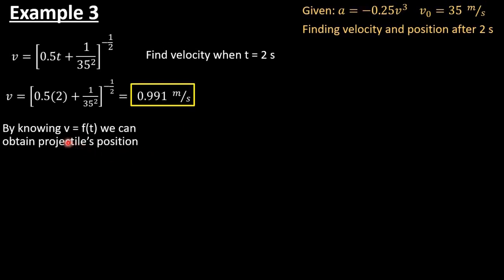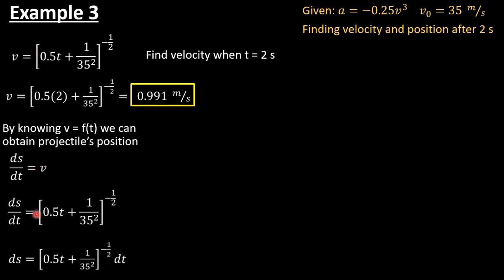So by knowing v equals f of t, we can obtain the projectile's position. So we know v here as a function of time. So that's v equals f of t. So if we use ds/dt equals v, we get ds/dt equals this lot here. So I'll just substitute v into there, and then continue on, multiplying both sides by dt. If I multiply both sides by dt, I get this.